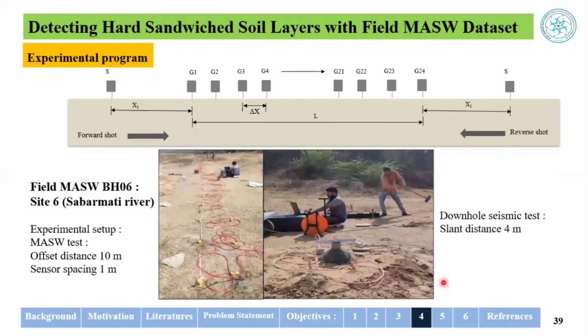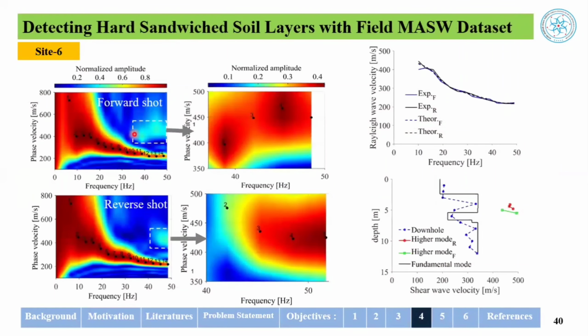Further, we performed tests at sites in our campus, where we performed the downhole seismic test and the MASW test. We performed the test in forward and reverse directions to capture the wave field. These are the dispersion curves from the forward and reverse shots. Here we observed a high indication of the higher modes, so we analyzed it in larger view.